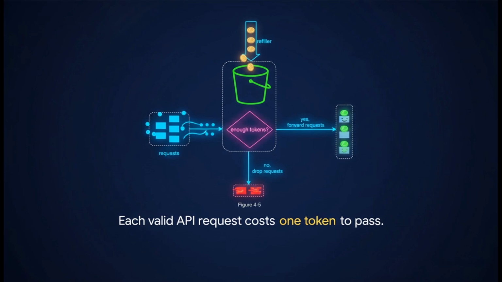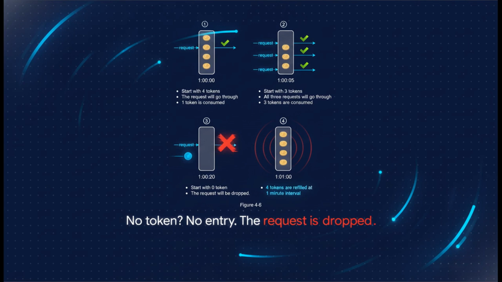It takes a token, consumes it, and forwards the request on to our API servers. So what happens when a huge burst of requests comes in and just drains the bucket? The very next request arrives, looks for a token, and finds nothing. The result is simple. No token, no entry. The request is immediately rejected, dropped right on the floor. And that is exactly how we handle those crazy traffic spikes and prevent our servers from getting overloaded.